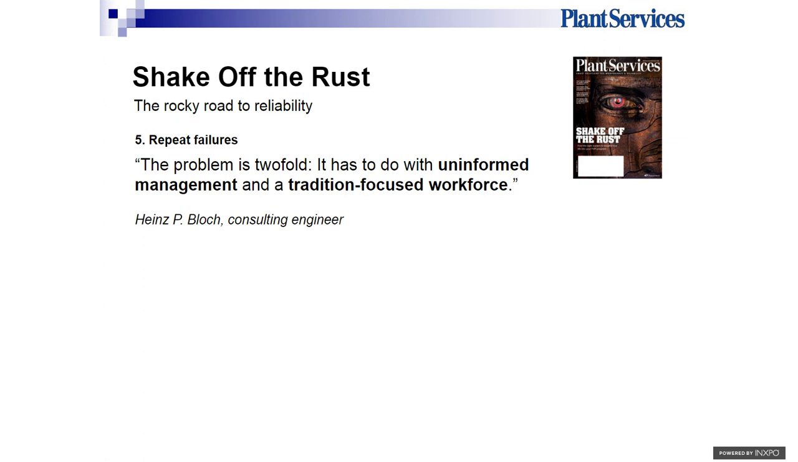The fifth of seven is what to do about repeat failures. No matter how much you try and fix an asset, the failures repeat. According to Heinz Block, this is a cultural issue. It has to do with uninformed management and a tradition-focused workforce that really can't break free of old ways of thinking and doing. He recommends that you include root cause identification and correction in any PDM program to help overcome this obstacle.